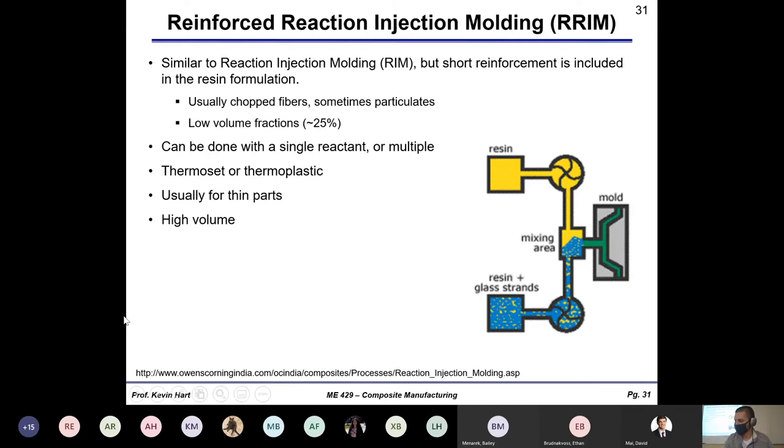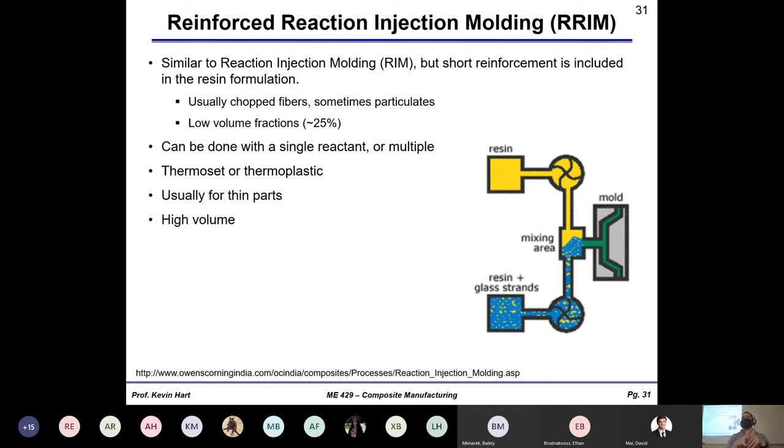Well, let's talk about what this is useful for. Usually thin parts, high volume parts, okay? Reaction injection molding is almost always thin, high volume production parts, all right? So think of a car hood as a good common example, all right? Very thin, repeatable structures, high volume, that would be something that you would see.